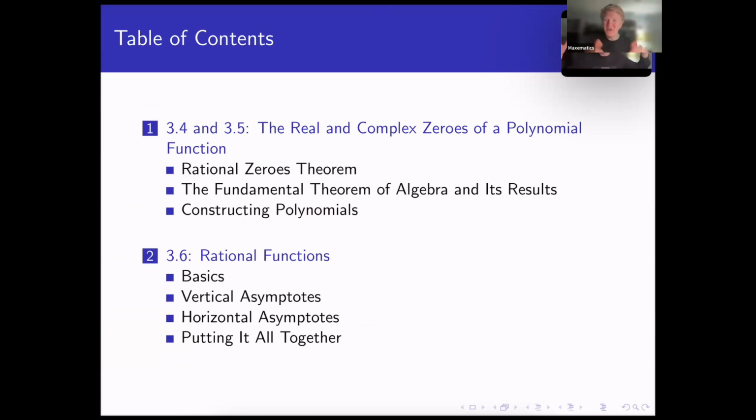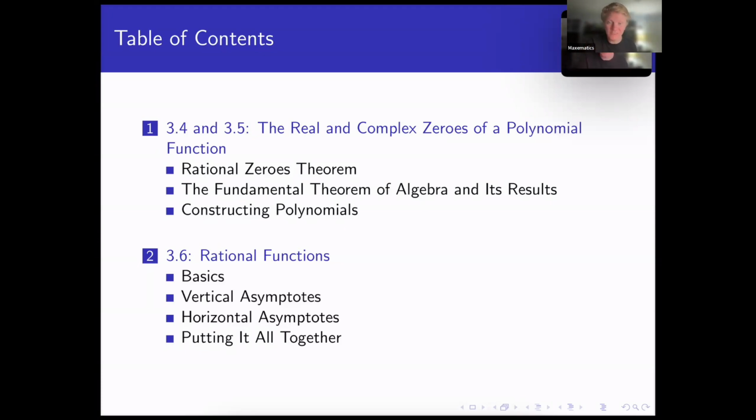So, with that said, we're going to get into 3.4. However, 3.4 and 3.5 separately discuss the real and complex zeros of a polynomial function. Personally, I think it helps a little bit better with the flow if we treat it all as one big section. But just so you know that if you're using this textbook, there are two separate sections. I think it's just easier to talk about everything all at once. So we're going to work our way up to the fundamental theorem of algebra.